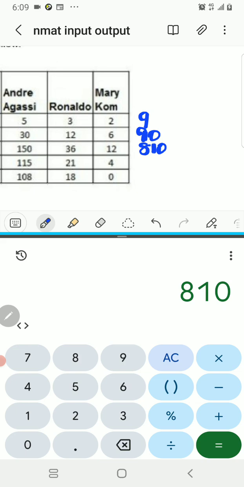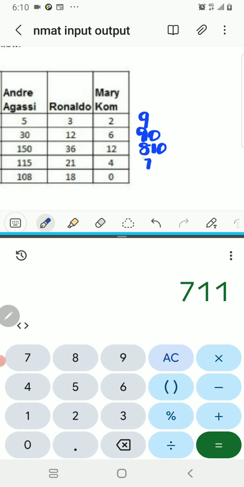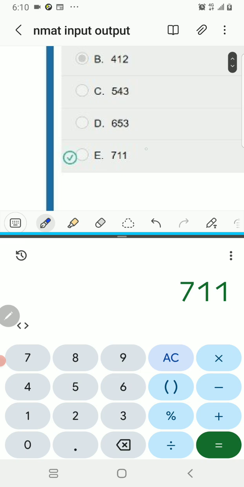I know some of you will be saying that a calculator is not allowed in NMAT, but first, know how to do something. Second, know how to do it faster or without a calculator. We know the next stage will be 810 minus 90 minus 9. That will give us 711. That is the output at stage 4 that they're asking. Yes, 711. That's how we got 711.